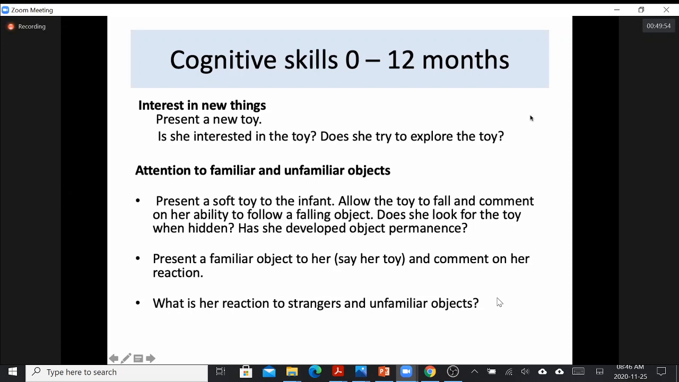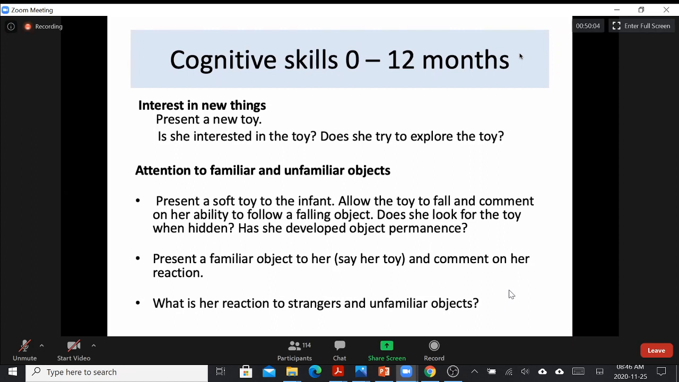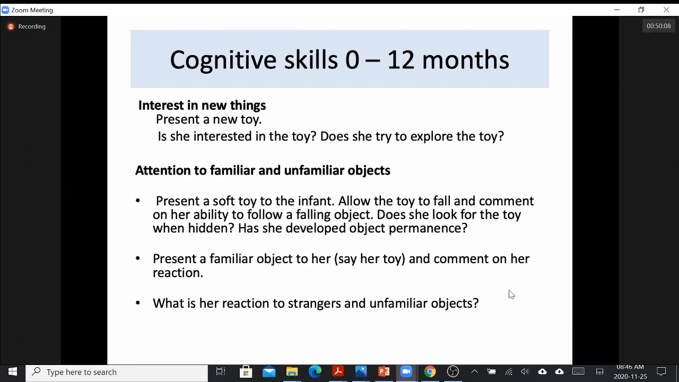If you take the cognitive skills, we can present a new toy and check whether he's interested. Then we can take the toy out of his visual pathway and see, does he still look for it or not? Has he forgotten about it? That's called object permanence. And what is the reaction to strangers?